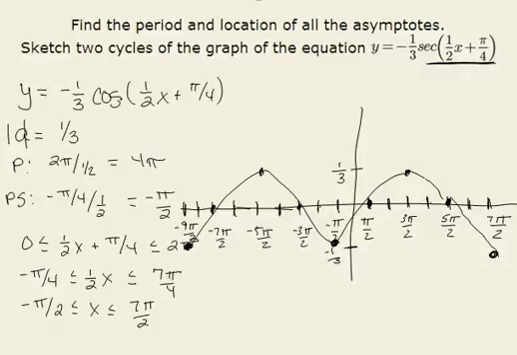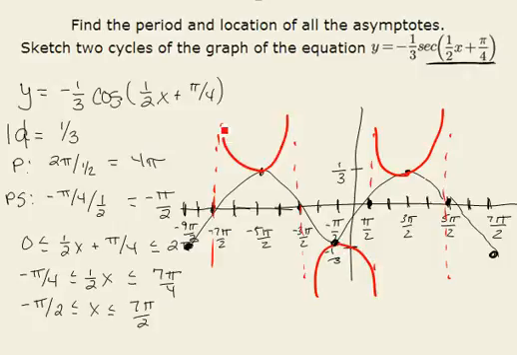We are now ready to sketch the secant function. Every time the cosine takes on an x-intercept, we will have a vertical asymptote. These are happening at every other odd multiple of pi over 2, and then we can use our reciprocal relationship to sketch the branches of our secant function.